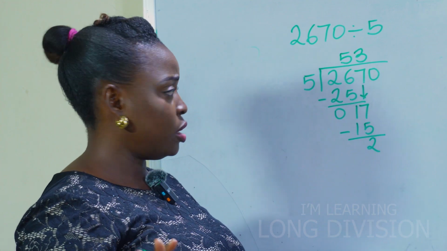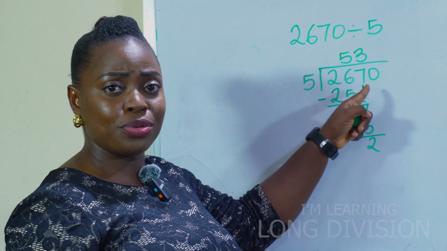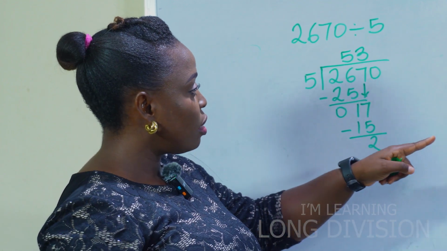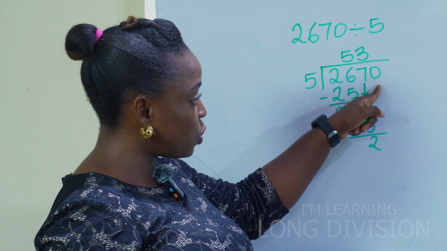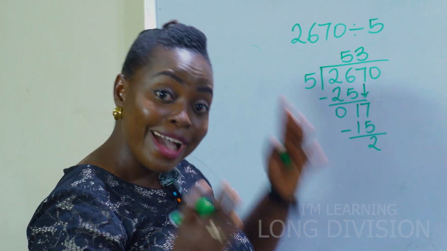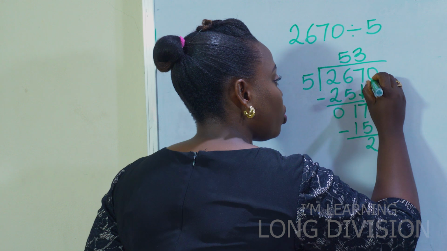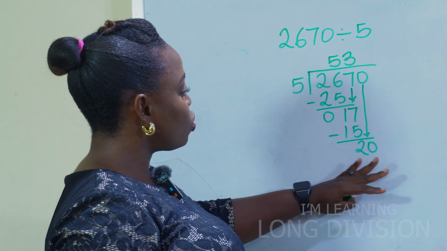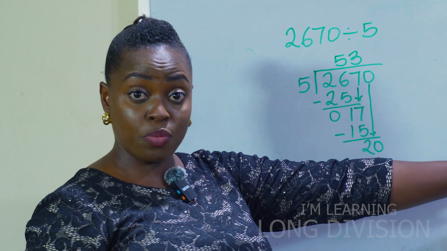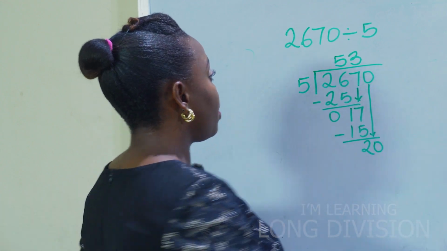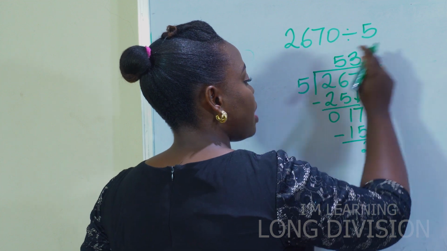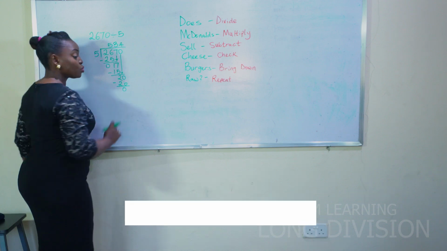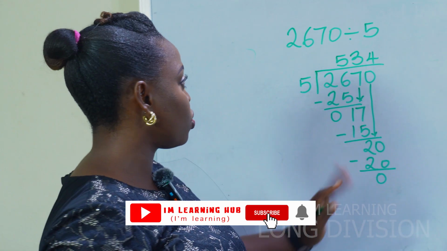I'm not yet done. There's still a number I haven't used. I haven't used 0, so I can't say I'm done. So I check. Is there a number I haven't used? I haven't used 0. So what do I do to it? I have to bring it down. So we bring down 0 to meet 2, and that is 20. Now, 20 divided by 5, now we're repeating. 20 divided by 5 is 4. 5 times 4 is 20. By the time we do that subtraction, we're going to have 0. So that tells us that we are done with this division question.